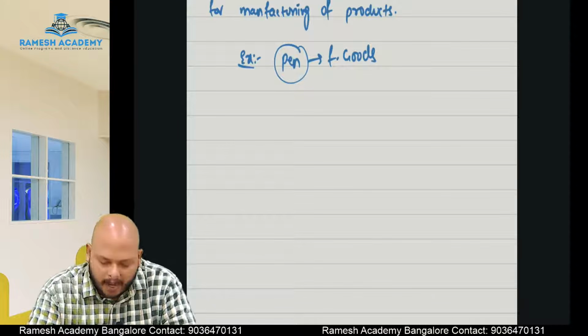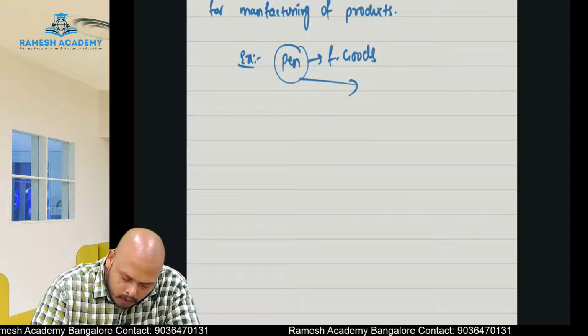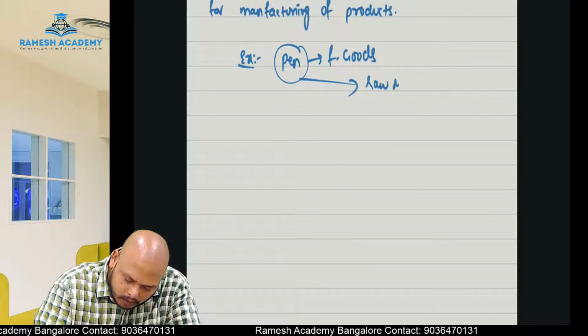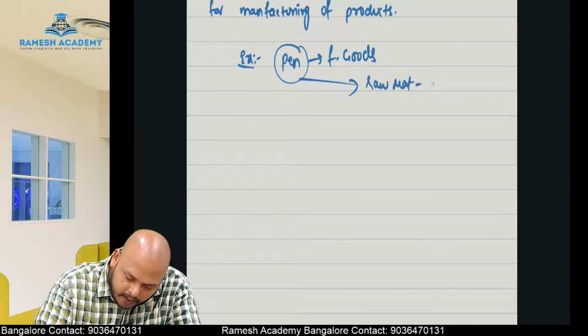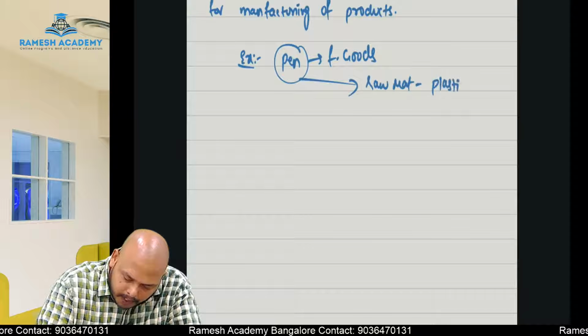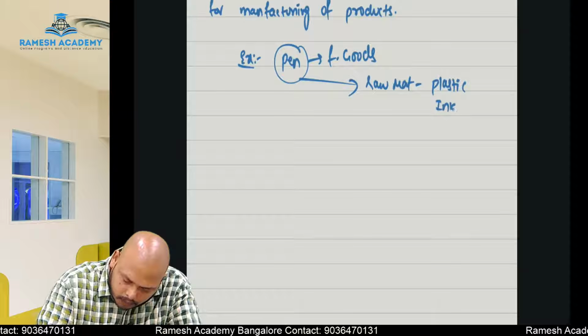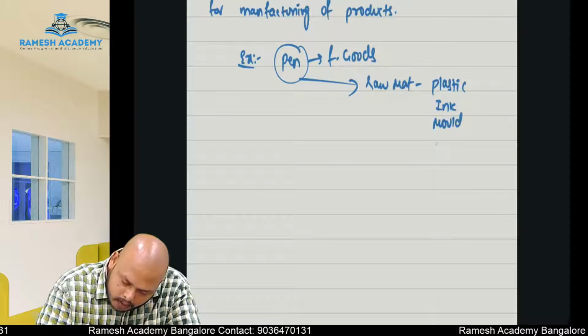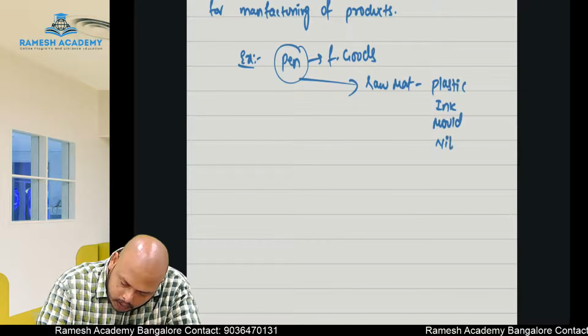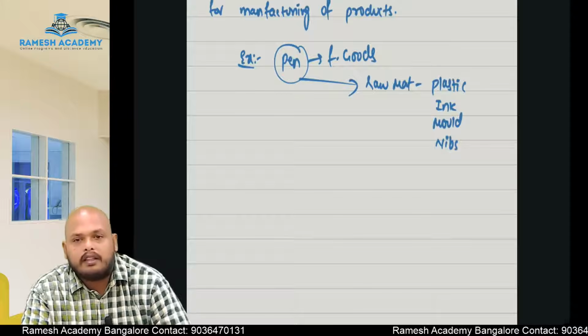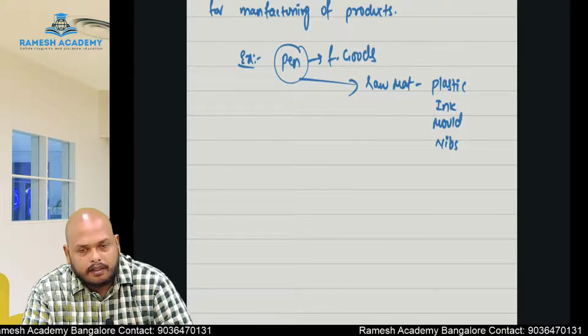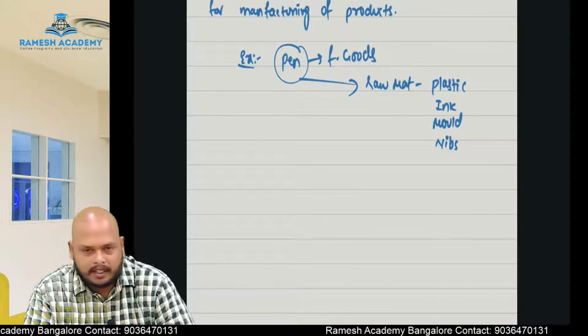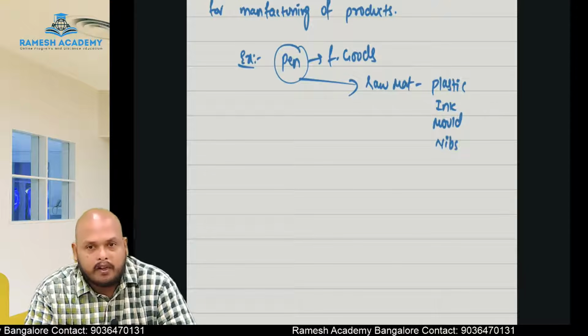But to manufacture this pen, what is the raw material we require? The raw material we require is plastic, ink, mold, nibs. These are the things which we require, correct? These are the raw materials which we require to manufacture a pen. So these things we will call raw material.